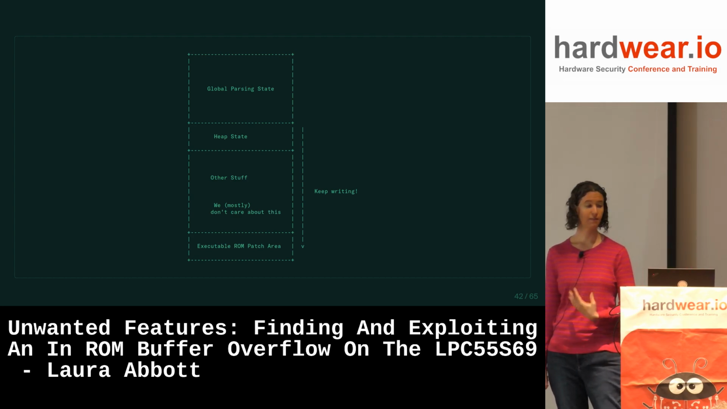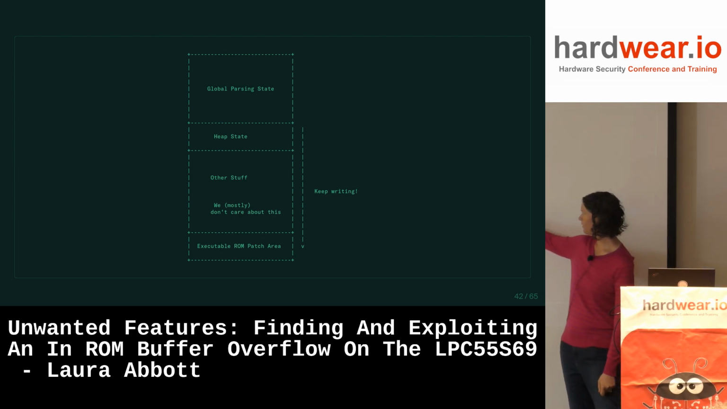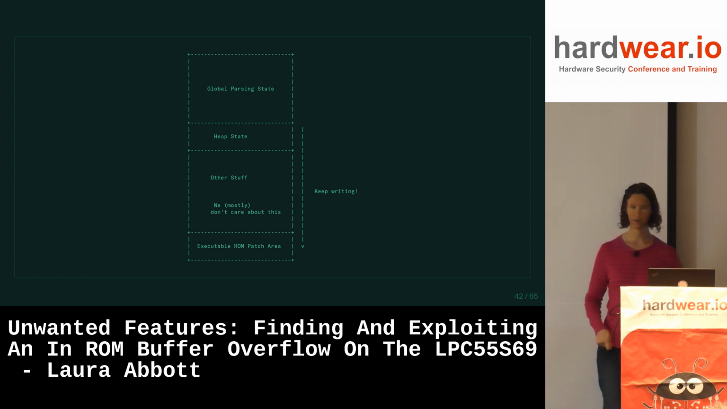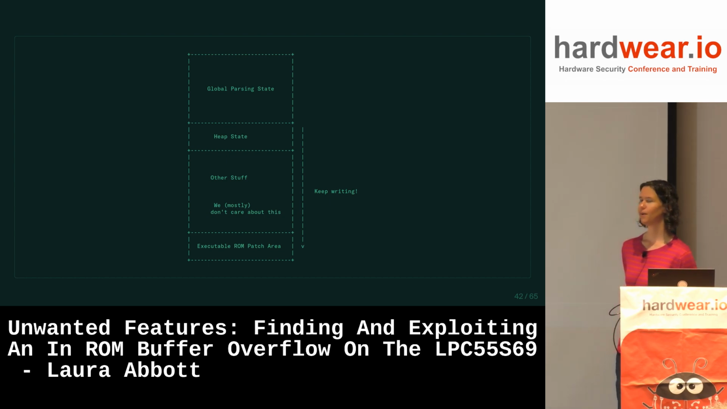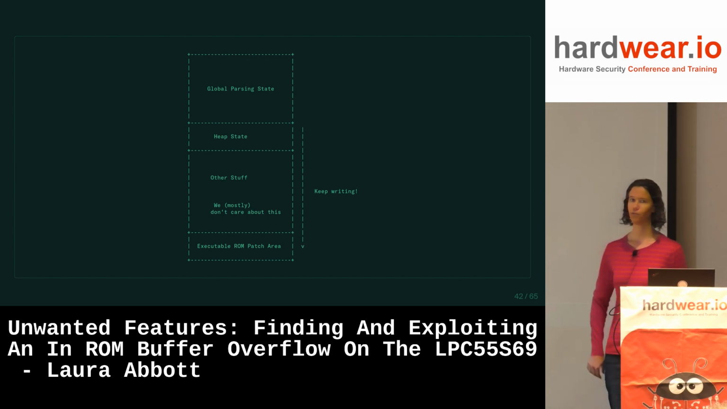Okay. So this means that the solution to our problem is to do a very long write across the global state. So instead of stopping when we get to the heap state, we're going to keep writing until we actually get to the executable ROM patch area. We're going to be writing over an awful lot of our global state, but it turns out that most of the stuff there we don't care about, and because we can control the data, we can also select what actually gets written there.